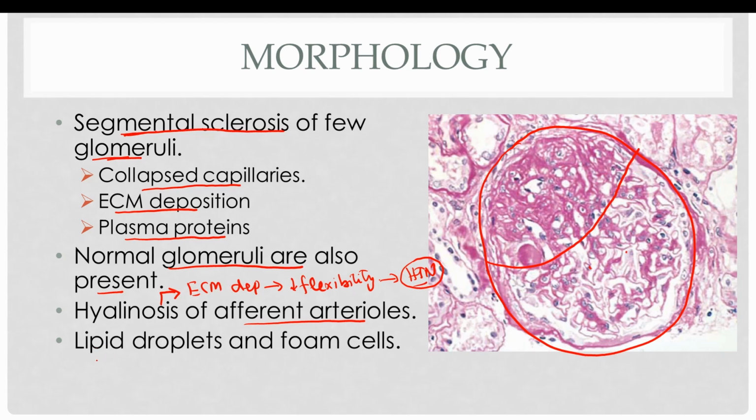So due to increased permeability, lipid droplets are also present along with the foam cells. As you can see here, this is a lipid droplet. Foam cells are actually macrophages which are loaded with the lipids.